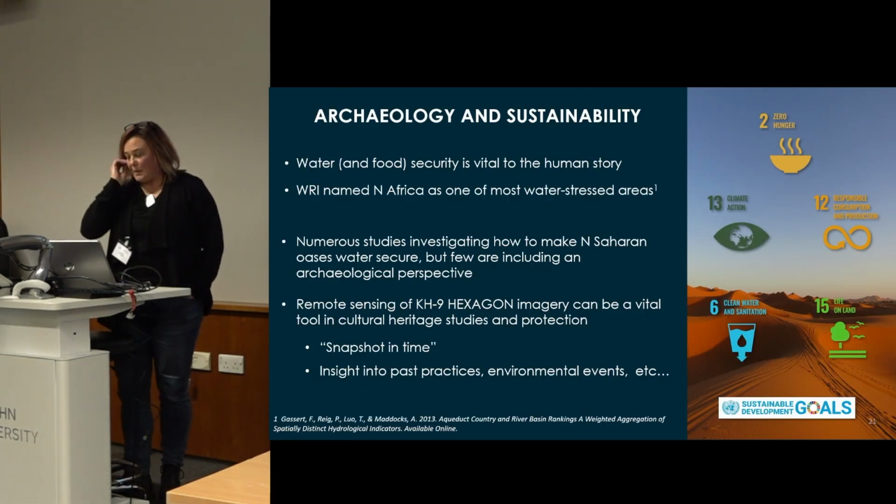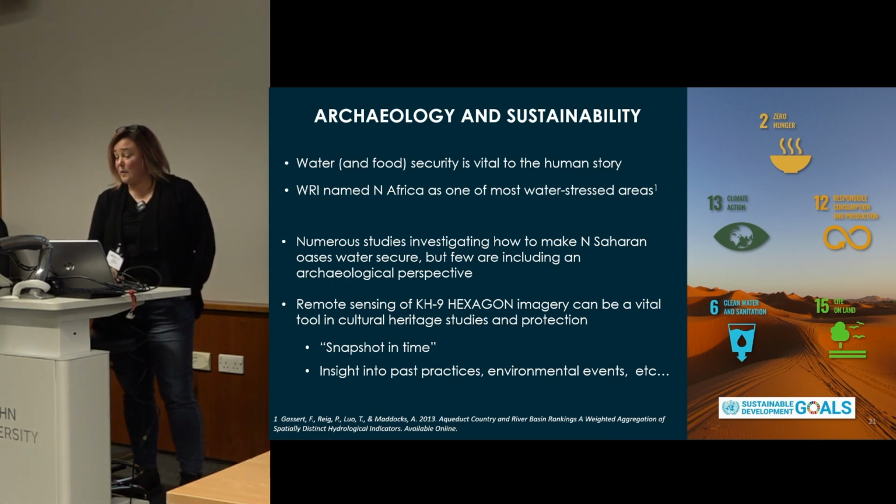So why is the development and abandonment of traditional oases and their water management systems important? We know that water and food security is very important right now, and it's been vital to the human story throughout time. The World Resources Institute has declared North Africa as one of the most water-stressed areas in the world, and in fact, Morocco is indicated as extremely highly stressed.